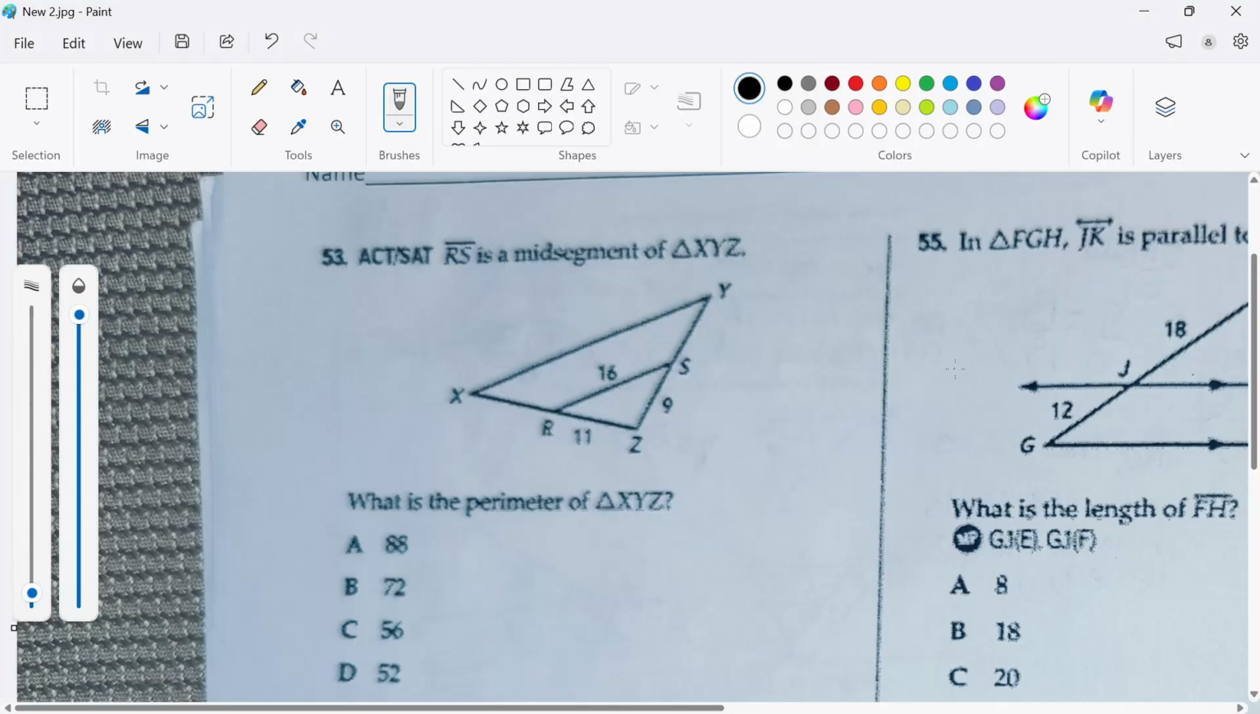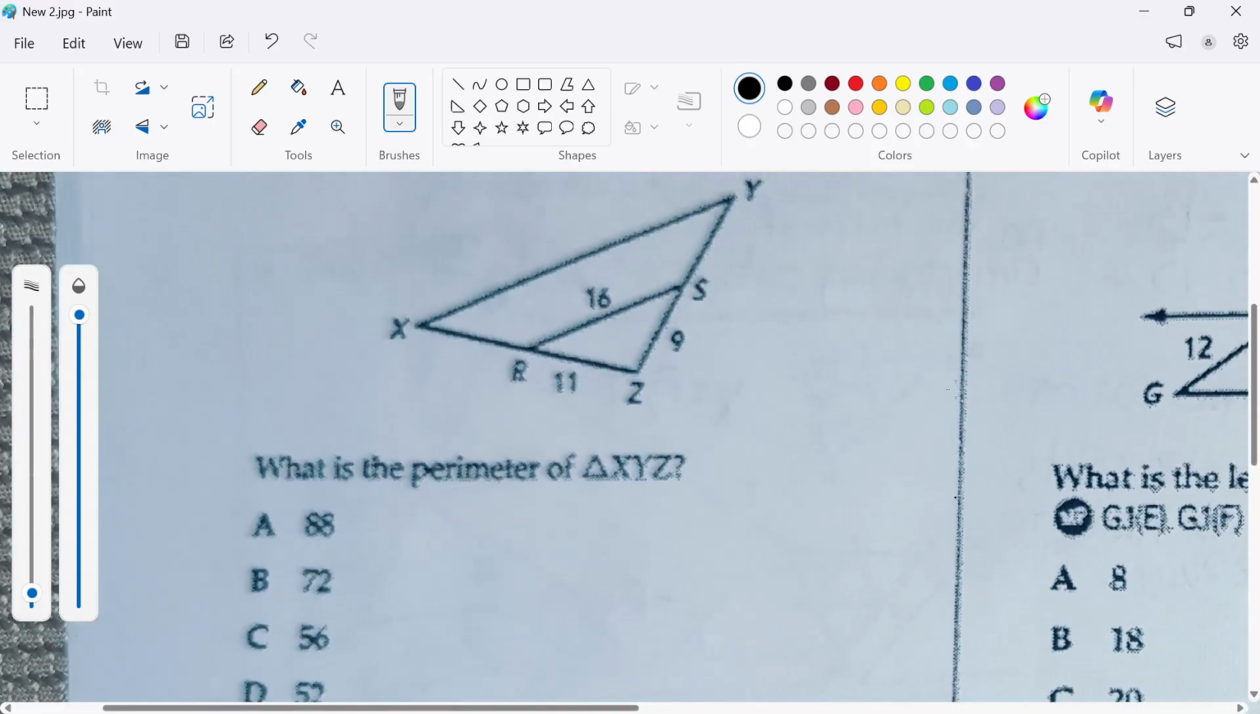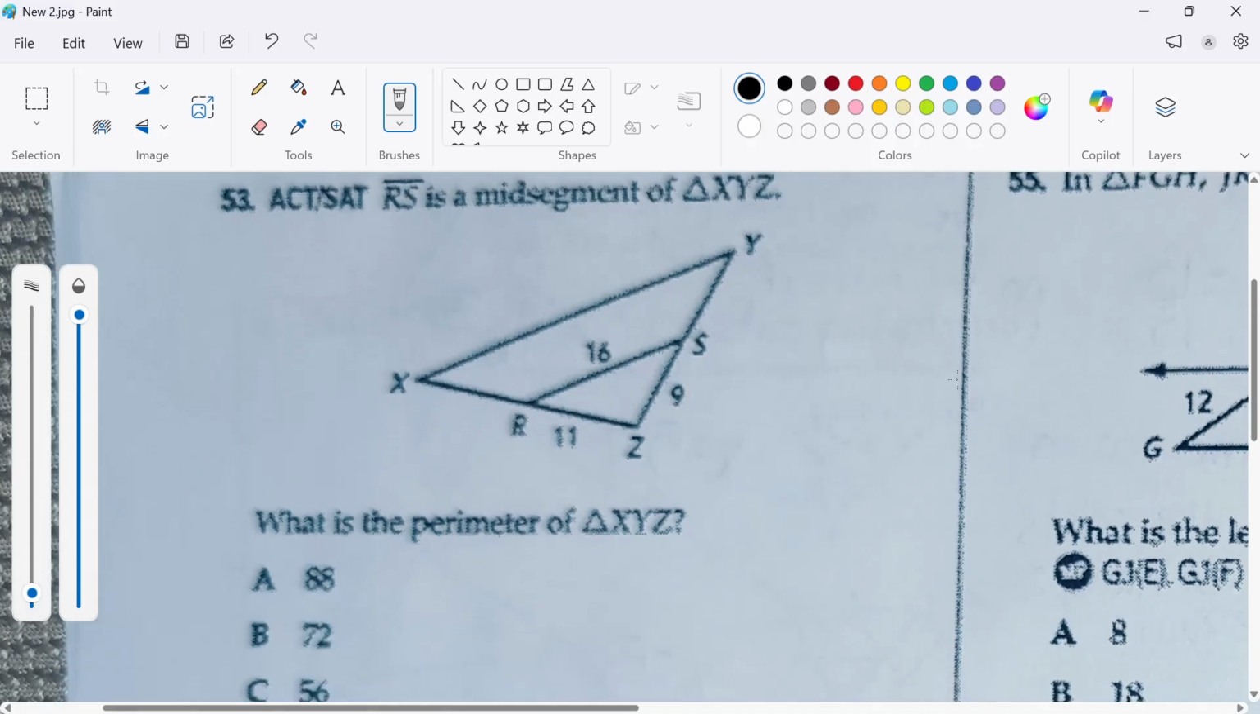This would appear to be a worksheet. Let me make sure I'm recording here. On mid-segments and similar triangles, whatever. RS is a mid-segment of XYZ.